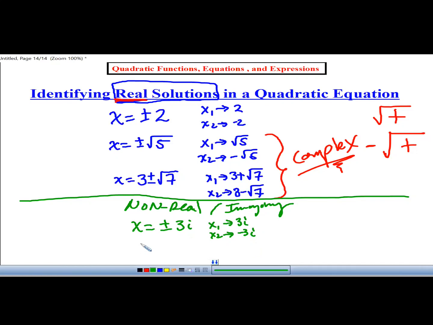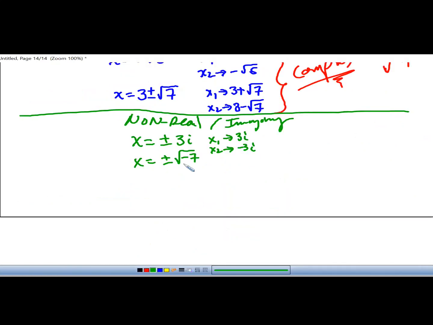Here's another one. X equals plus minus square root of negative 7. What's another way of writing square root of negative 7? Well, you can write it like this. X equals plus minus i square root of 7. Does everybody know where I got i square root of 7 from? Yes, by now you should know square root of negative 7 is the same as square root of negative 1 times square root of 7. That's where we get this. And how many solutions? Two of them, positive and a negative.